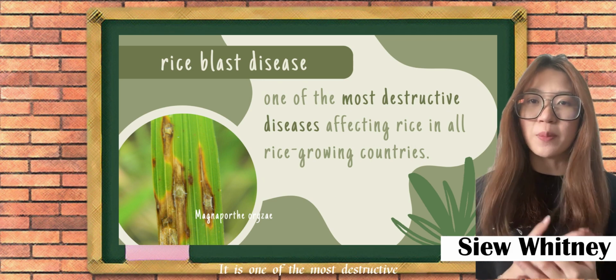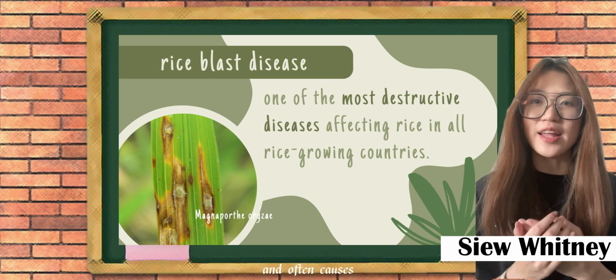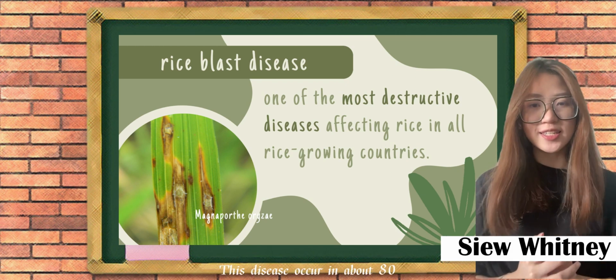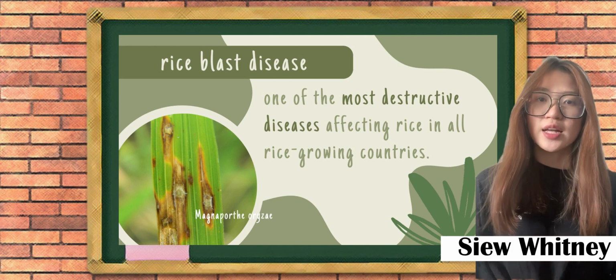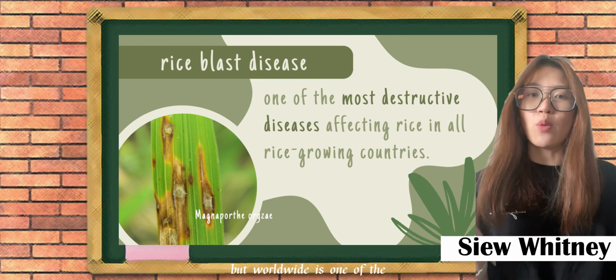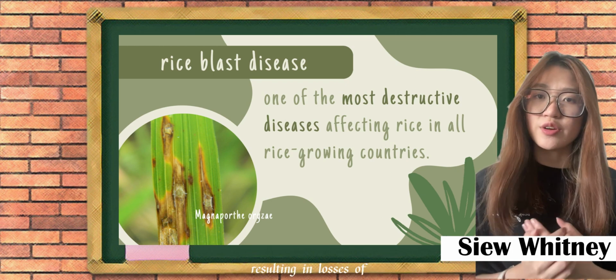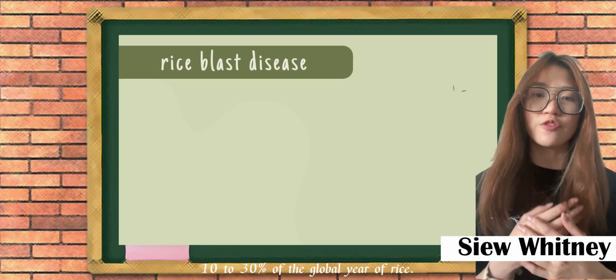It is one of the most destructive diseases affecting rice in all rice-growing countries and often causes serious damage to global rice production. This disease occurs in 80 countries on all continents where rice is grown. The extent of damage caused depends on environmental factors, but worldwide it is one of the most devastating diseases, resulting in losses of 10 to 30% of the global yield of rice.